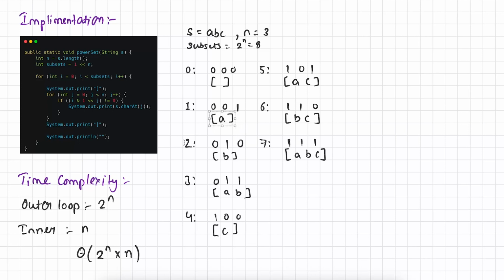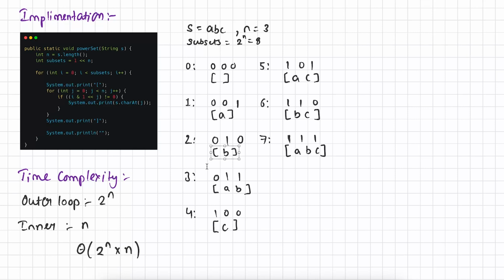In the next iteration the number is 2 and only 1 bit is set, that is the second bit. So we get b in our subset. In the next iteration i becomes 3, and in 3 there are 2 set bits. So we get a and b in the subset, and we follow this process continuously till i is less than or equal to subset. So we get all the subsets printed on the screen. This is how this function is going to work.